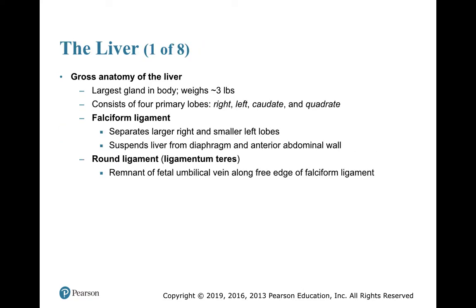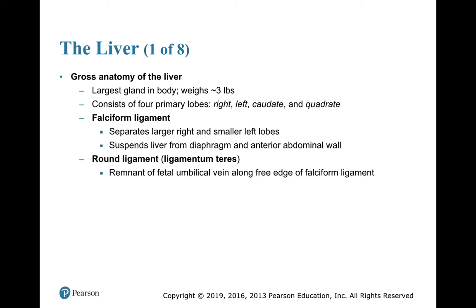So the liver is the largest gland in the body. It weighs about 3 pounds. It's divided into 4 primary lobes: the left, right, caudate, and quadrate. The falciform ligament is going to separate the larger right and smaller left lobes. It also suspends the liver from the diaphragm and the anterior abdominal wall.